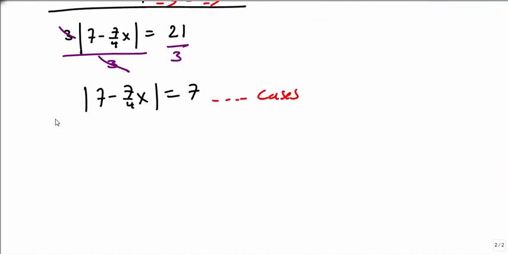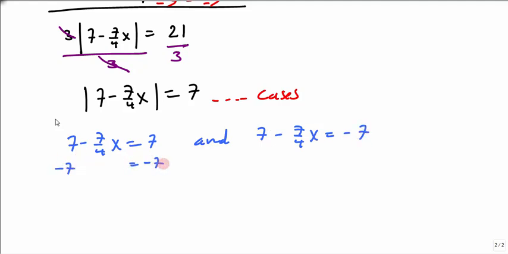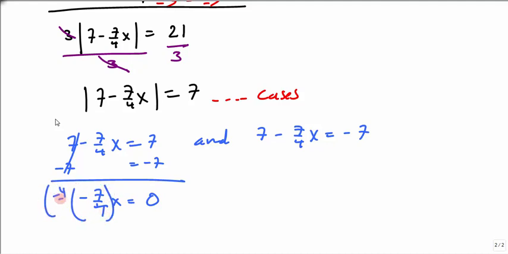Remember, for absolute value, we always have cases. We'll have 7 minus 7/4 x equals 7, and 7 minus 7/4 x equals -7. So I have the positive case and the negative case. So we'd subtract 7 from both sides. -7/4 x equals 0. We'd multiply both sides through by -4/7. Whatever you do to one side, you have to do to the other to maintain that balance. Now over here on the left-hand side, everything cancels and I'm left with x equals 0.